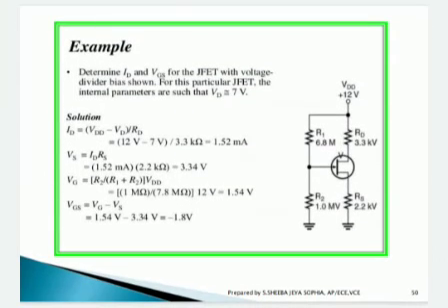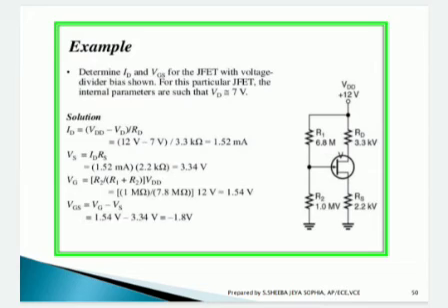Moving to the example part: determine ID and VGS for the JFET with voltage divider bias. For this particular JFET, VD is equal to 7 volt. So we know the equation, ID is equal to VDD minus VD divided by RD. We can substitute from the diagram given R1, RD, R2 and RS, all values are given, and also VS is equal to ID into RS.